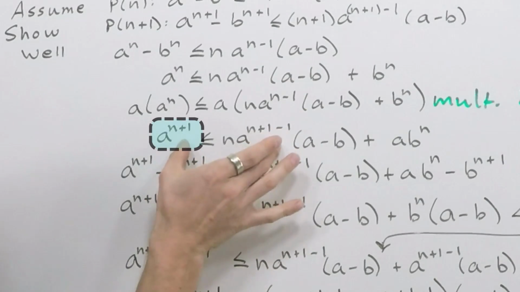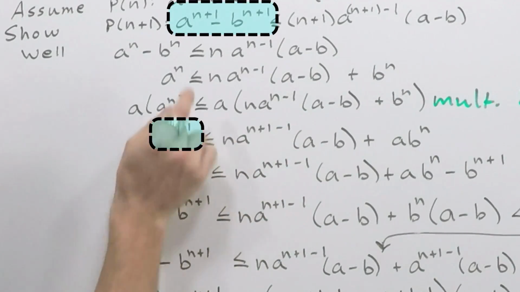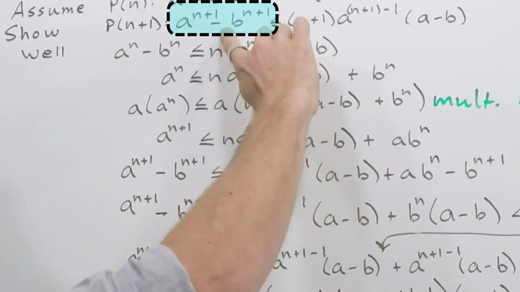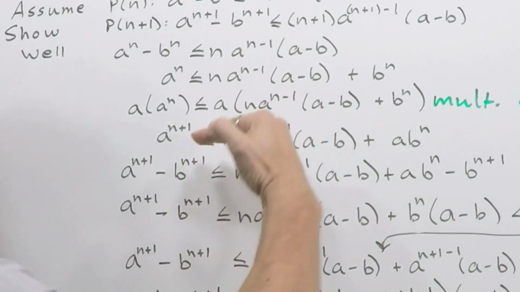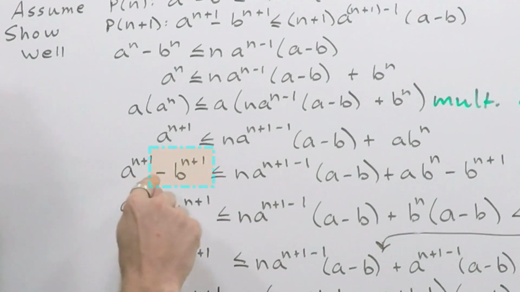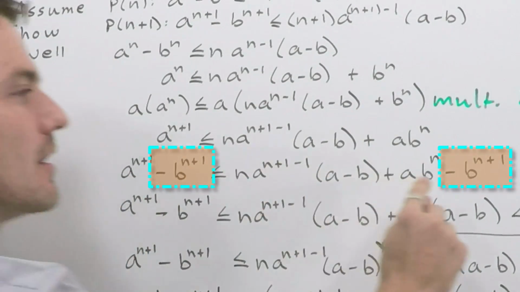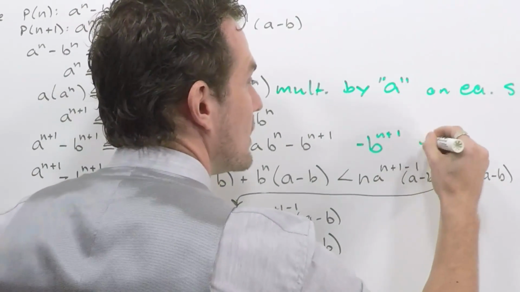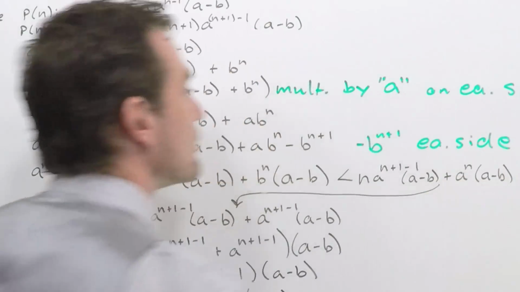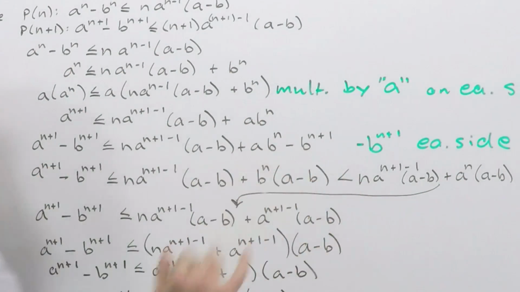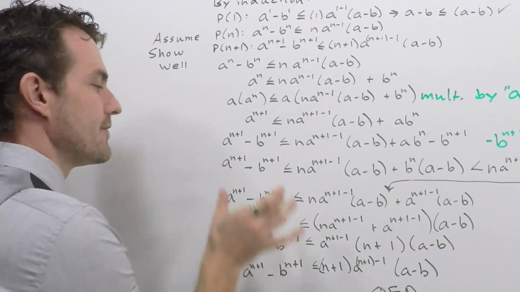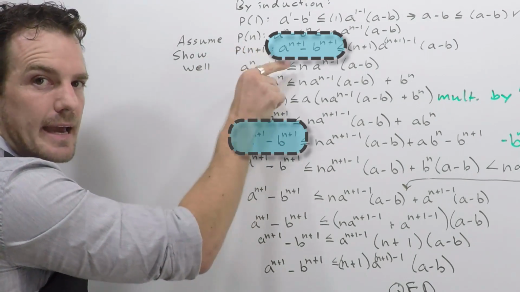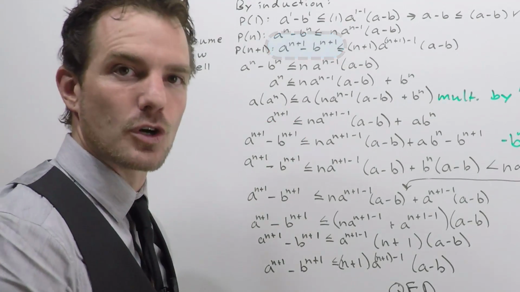Now that we've got this set up, we're missing on the left side what we needed up here. We've got the a to the n plus 1, but we need to have a minus b to the n plus 1. So from this step, the next step will be to subtract b to the n plus 1 on each side. So we want to do minus b to the n plus 1 for each side. Perfect. Beautiful. One's here, one's over here. Okay, the left side of this inequality is great. It already matches our n plus 1 case. It's the right side that we have to work with.